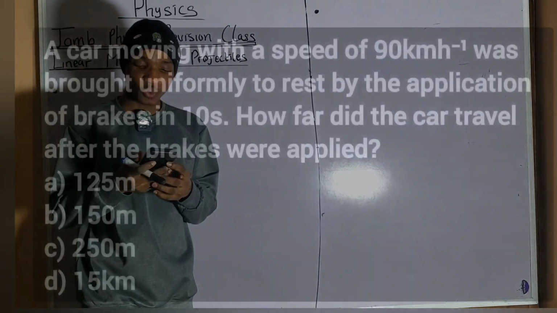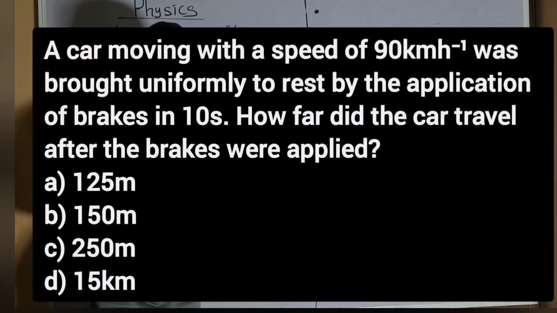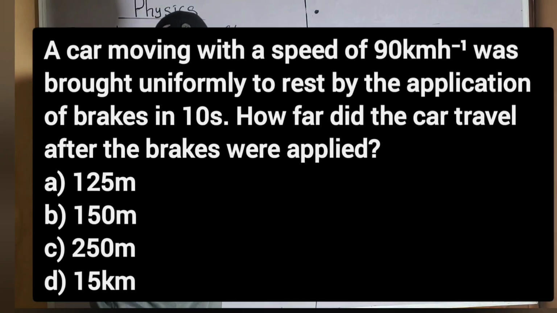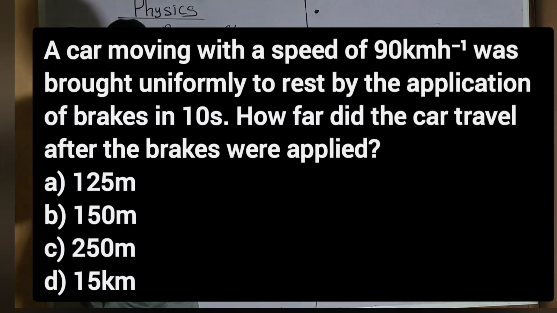A car moving with a speed of 90 kilometers per hour was brought uniformly to rest by the application of the brakes in 10 seconds. How far did the car travel after the brakes were applied? A. 125 meter. B. 150 meter. C. 250 meter. D. 15 kilometer.